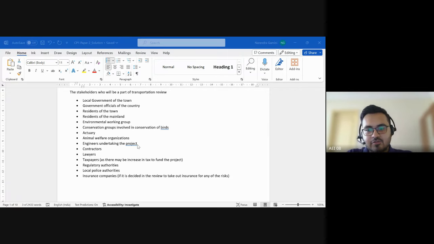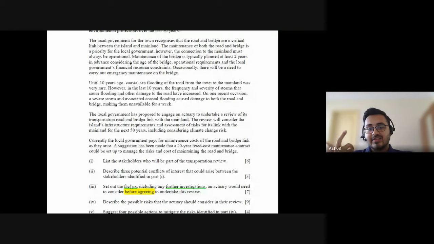And next question, if you just look at it, just give me 1 second. Yes, so list the stakeholders. These kinds of questions get asked. Don't think that it doesn't come. And it's not as easy as you might otherwise think. And of course, they are okay giving marks for this.